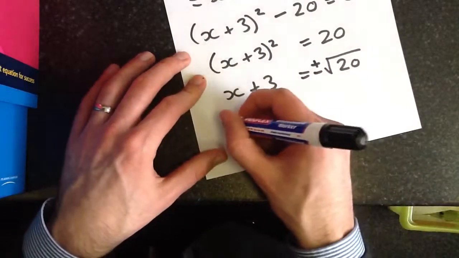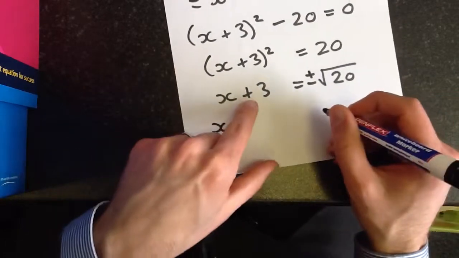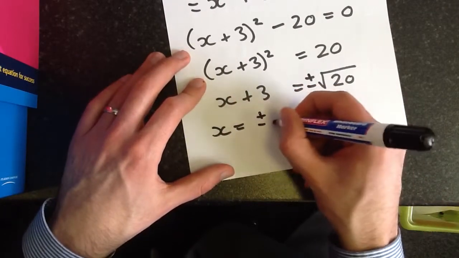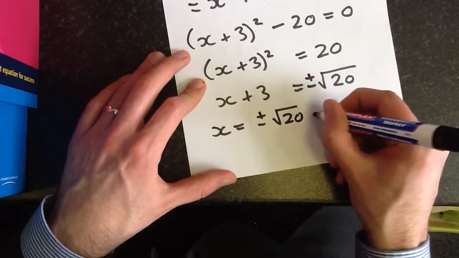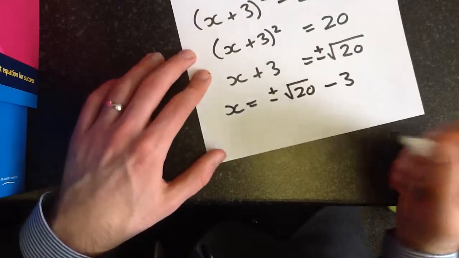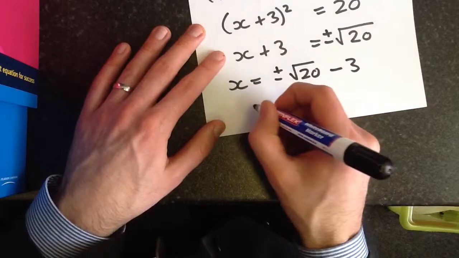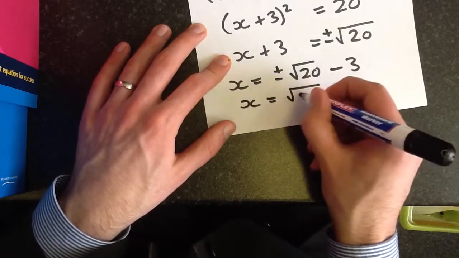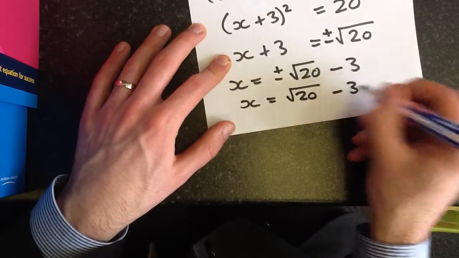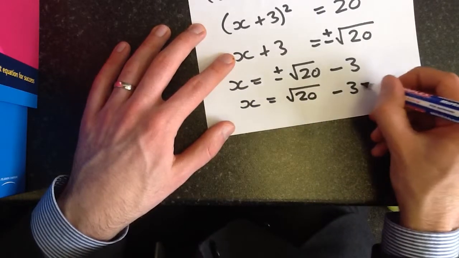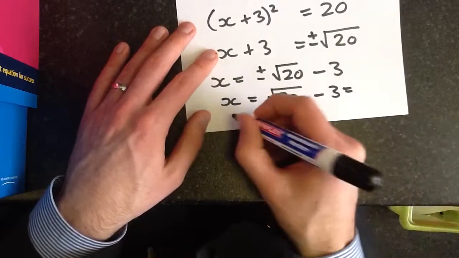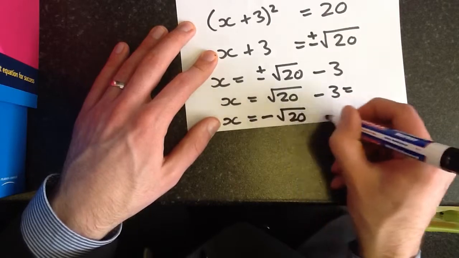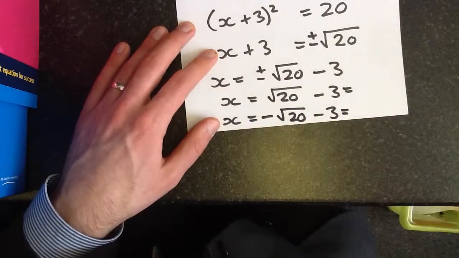So finally, x is going to be, I've got to get rid of this plus 3, so I'm going to subtract it. So I get plus or minus the square root of 20 minus 3. So I've got two options to work out. The first one, x equals plus the square root of 20 minus 3. That'll give me one answer. And I've also got to do x equals minus the square root of 20 minus 3. And I get an answer.